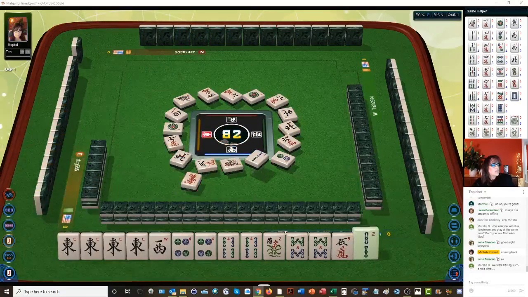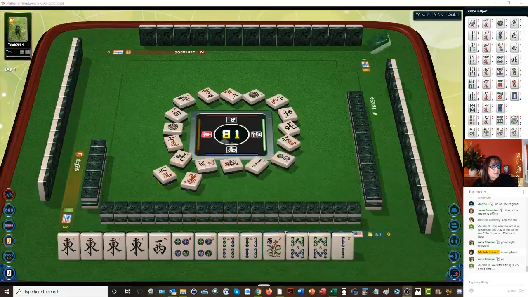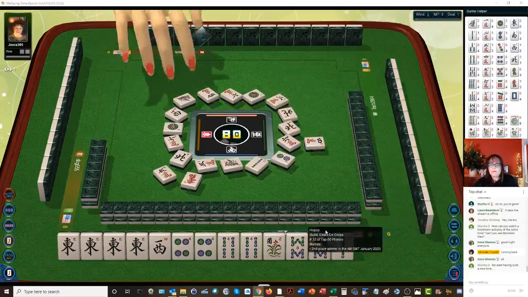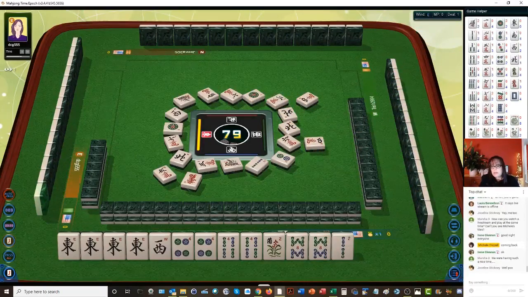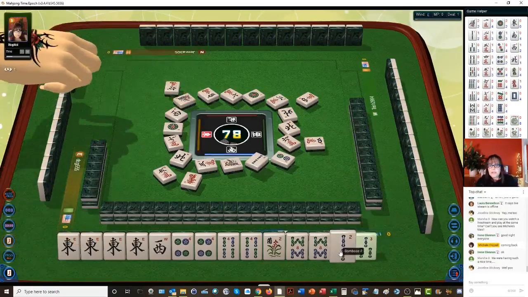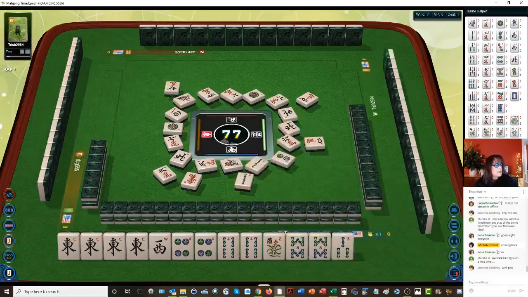Red dragon. Okay. We'll get rid of that. Five characters. Let's see if we can reconnect. Four characters. I don't know what's going on. Four characters. Six characters. Okay, we're just going to keep going. Show must go on. Two bamboos. Huh. Nine bamboos. I'm not sure what's going on.